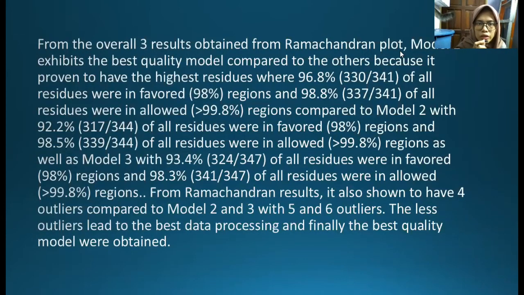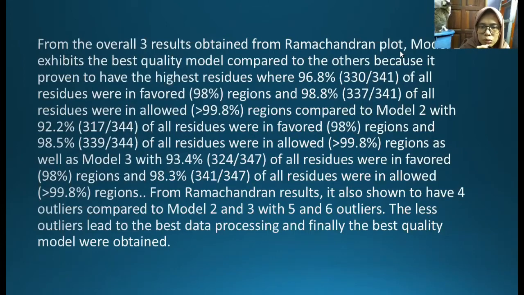Okay, from the overall results obtained from the Ramachandran plot, model 1 exhibits the best quality compared to the others because it is proven to have the highest residues, where 96.8% of all residues were in the favored 98% region and 98.8% of all residues were in the allowed more than 99.8% region compared to model 2 and model 3.